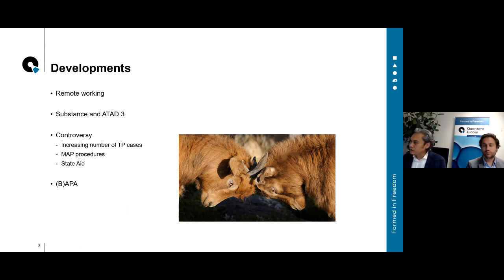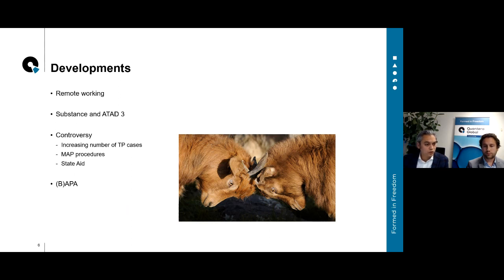Something that we definitely saw in 2022 was a number of court cases, TP cases. There used to be not many cases, but these are increasing rapidly. Then we also see the number of MAP procedures increasing a bit, of course, as you may appreciate, when there is a dispute with the tax authorities ending up in double taxation.